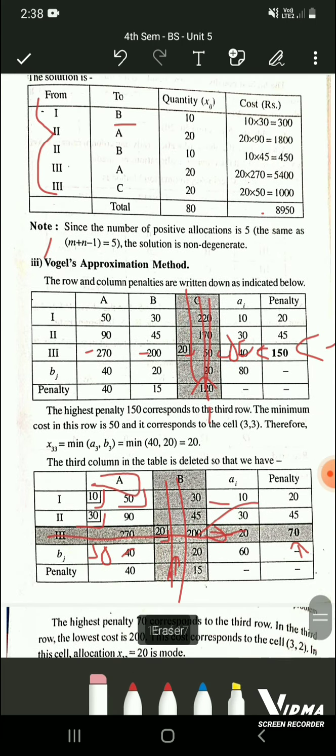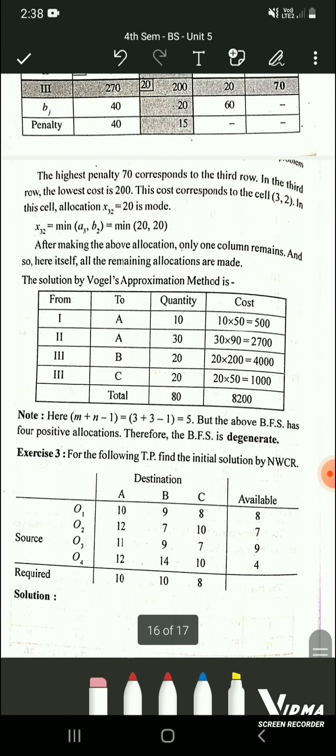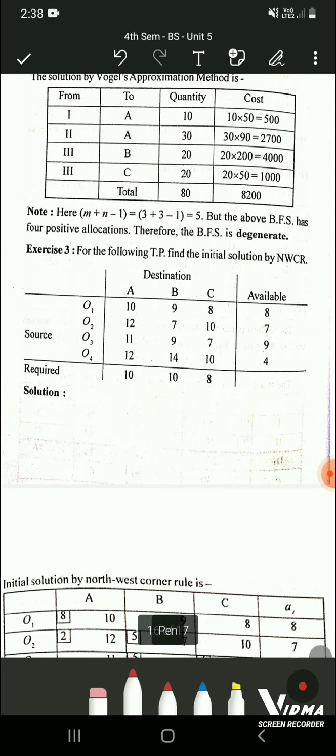So I'll quickly revise this one. In this, first you have to find out the penalties for each row and column, and then you have to check for a row and column wherein the penalty is maximum, and for that corresponding row or column you have to make allocation wherever the cost is minimum. In that cell allocation has to be made. To make the allocations you have to look for the minimum value between AI and BJ, make the allocation, and then repeat the steps till all the allocations are made, and then find the solution.